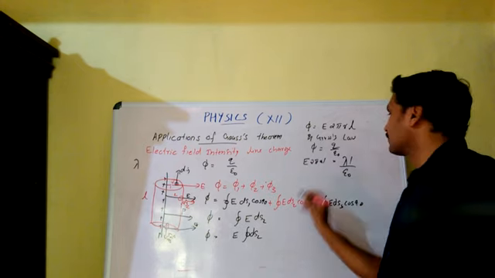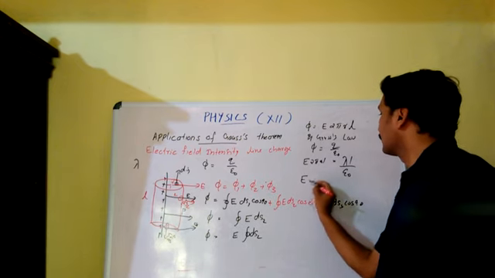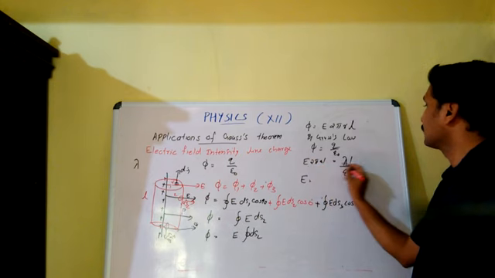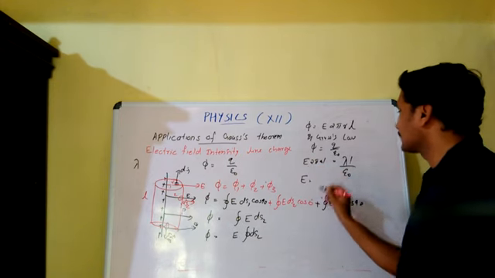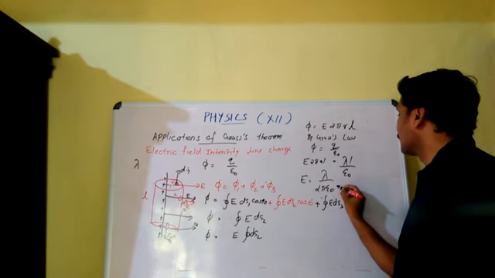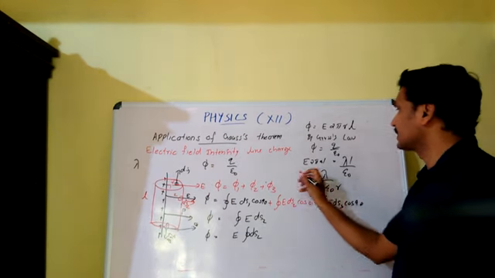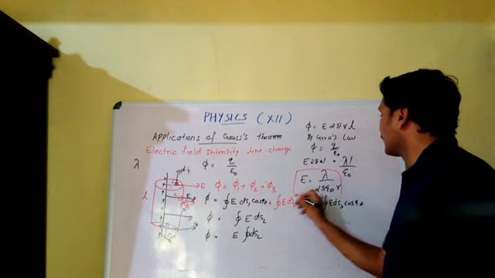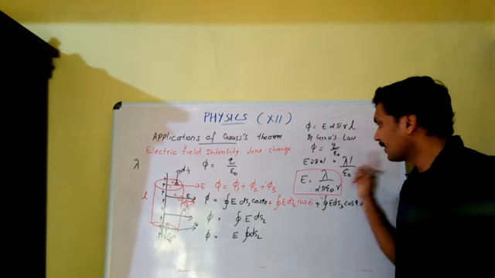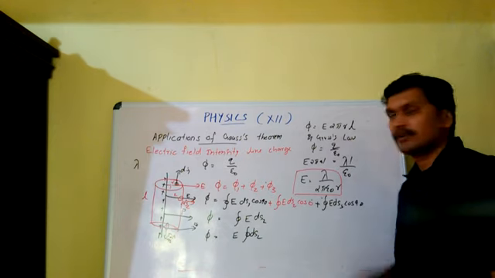We have to calculate E. In this equation, E equals lambda L by epsilon 0, divided by 2 pi r into L. L and L get cancelled. So E is equal to lambda by 2 pi epsilon 0 r. That is the electric field due to this line charged conductor.